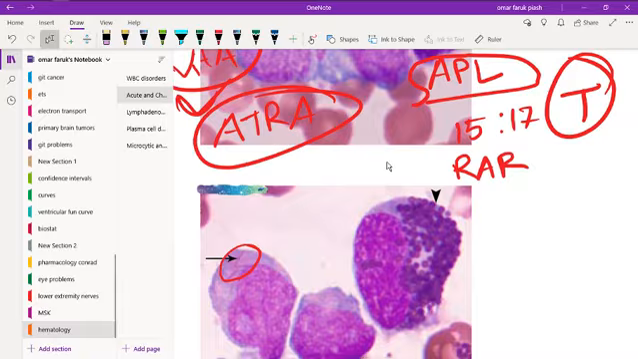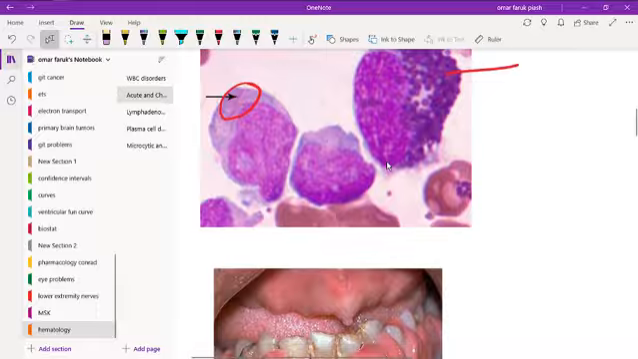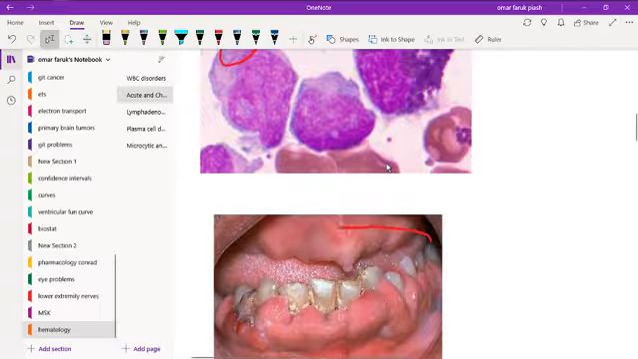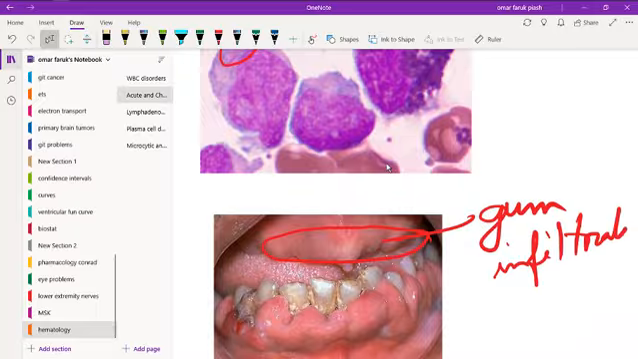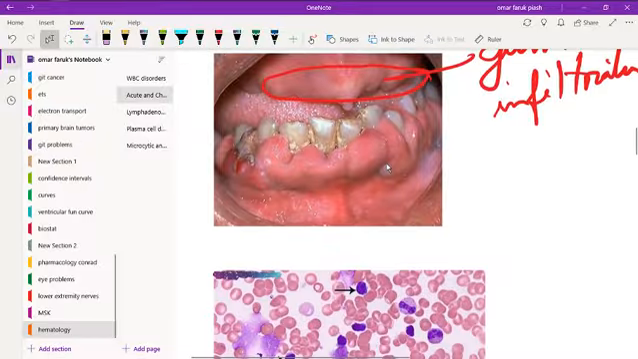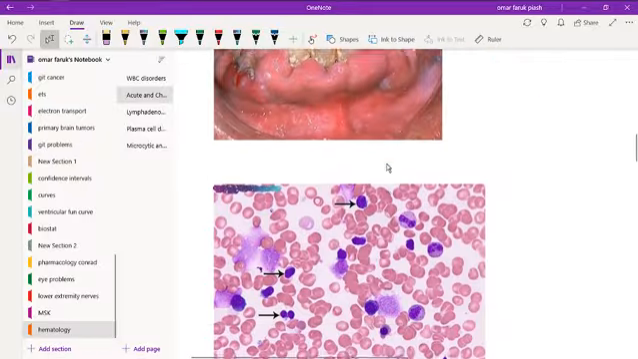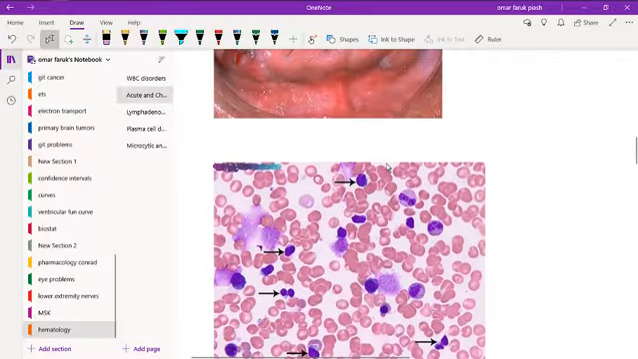This is another picture of OR rods, and this is called acute monocytic leukemia. In acute monocytic leukemia, the most important thing to remember is that there is gum infiltration. This is high yield.